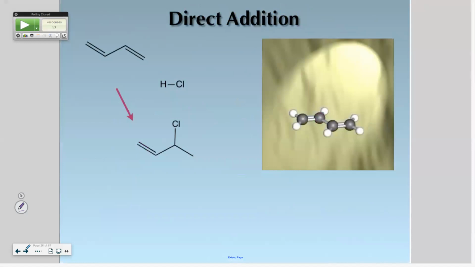Now here is the diene, and we're going to add HCl to it. Okay, we're going to add HCl.